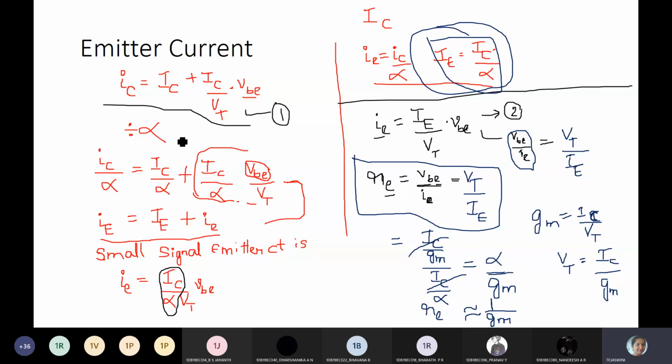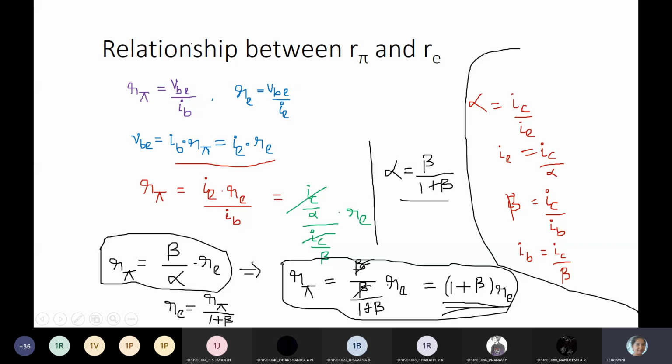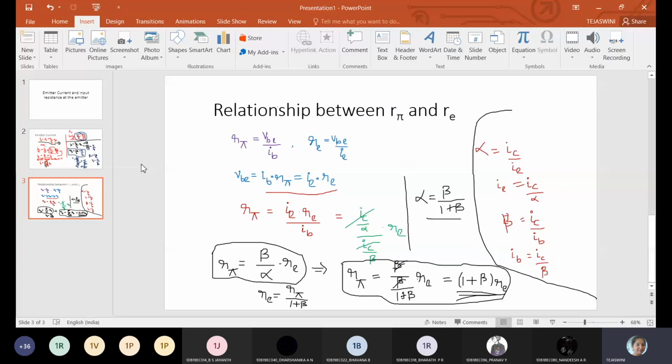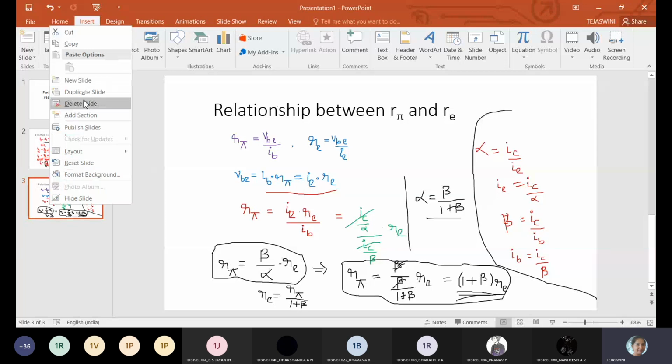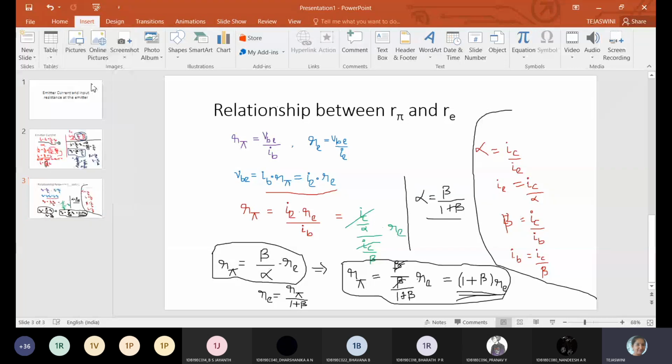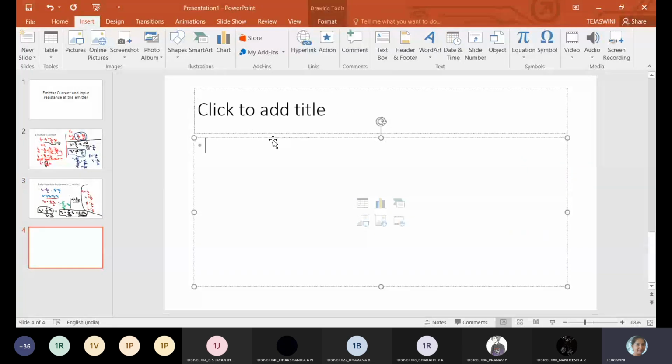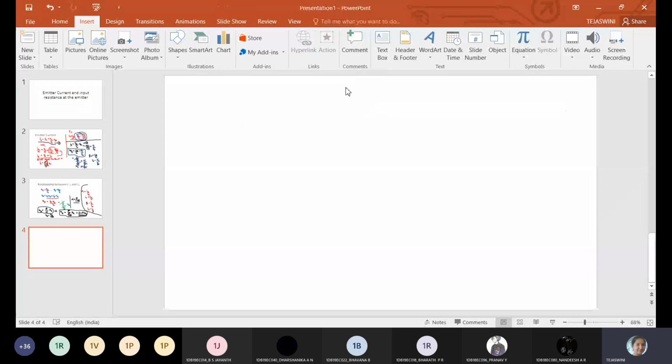Then here VT has to be substituted in terms of gm and IE in terms of IC. And then you can find out emitter resistance and base resistance. So next, we have just a diagram of it. Now the diagram is going to tell you what is the emitter resistance.